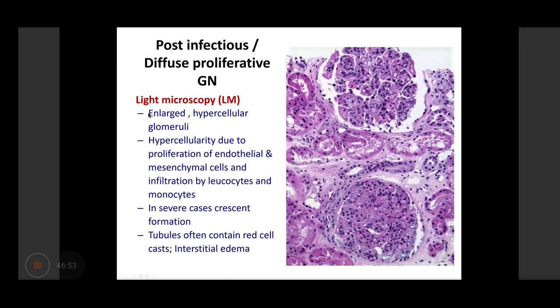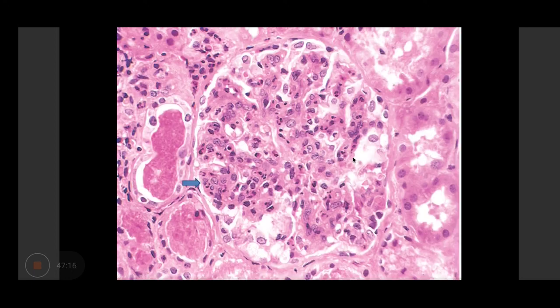So, on light microscopy, as we've already discussed, the glomeruli are markedly enlarged in size. They are hypercellular. They show prominent endocapillary proliferation, increase in mesangial matrix and cellularity, and infiltration by polymorphs. The tubules may at times show red blood cell casts. This is another high-power view of a glomerulus in acute post-infectious glomerulonephritis, showing you endocapillary proliferation and infiltration by a lot of polymorphs.